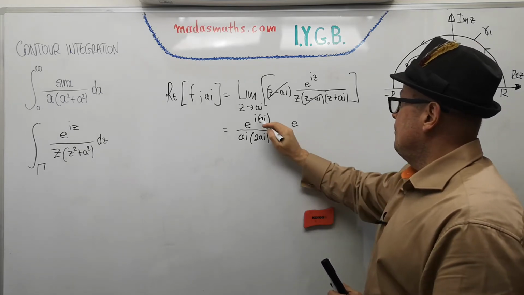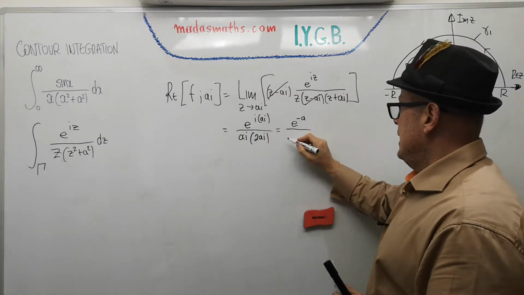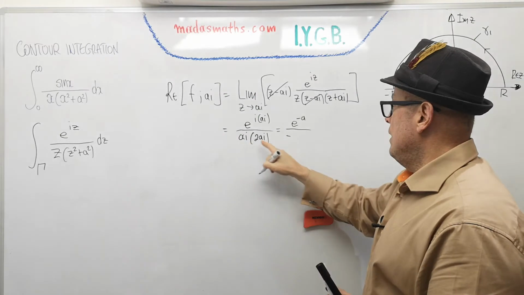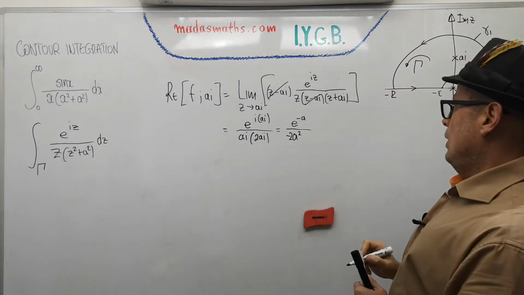So it's going to be e to the minus a on the numerator, and on the denominator we have definitely a minus from the i times i, 2a squared. I forgot the 2 a squared. I hope it's all good.